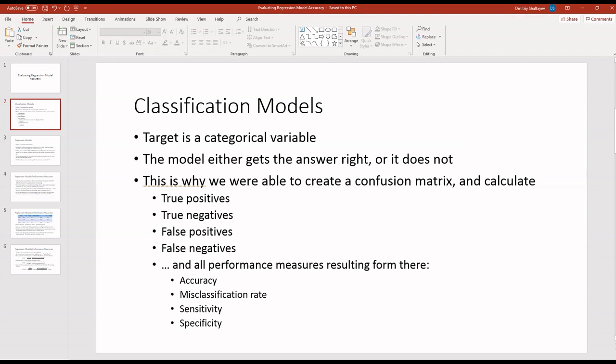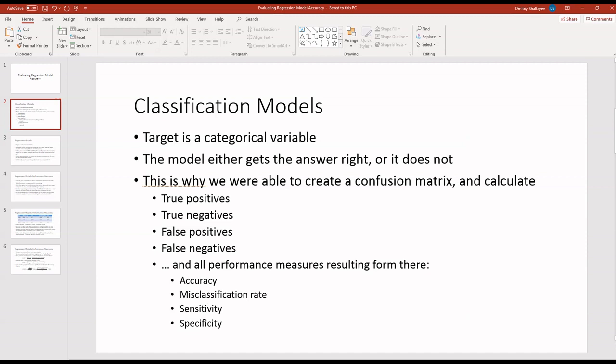And from these outcomes, we were able to calculate four different measures of how well the model performs the prediction. That was accuracy, and a closely related measure, the misclassification rate. Accuracy plus misclassification rate must give us 100%. And then there were sensitivity and specificity.